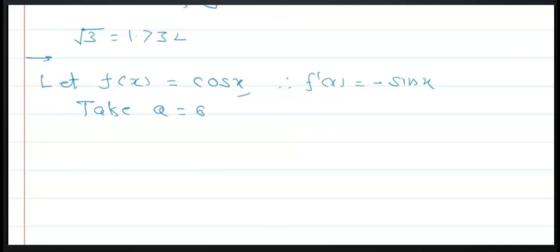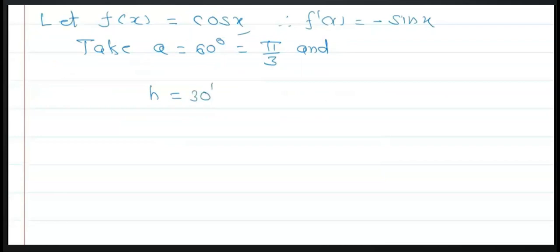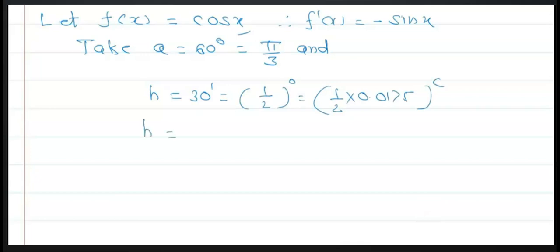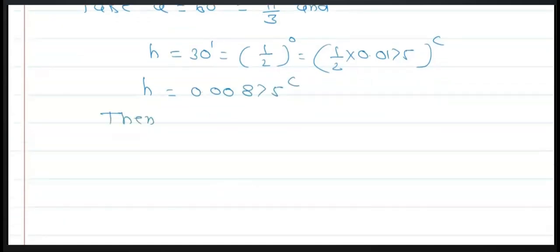a is equal to 60 degree, which is pi by 3, and h is equal to 30 minutes, that is 1 upon 2 degree. Since the value of 1 degree is 0.0175 radian, h is equal to 0.0175 upon 2 radian, that is h is equal to 0.00875 radian.